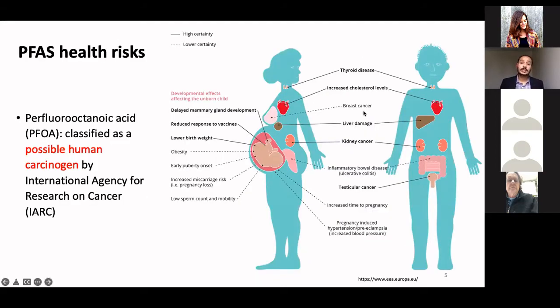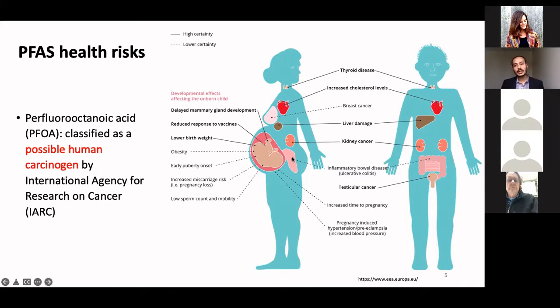PFAS, unfortunately, have been associated with a very long list of human health risks. And this figure is a very good summary of the various studies that have shown the association of health effects with regards to PFAS exposure. A solid line represents high certainty from these studies, and a hyphenated line represents that a study shows some correlations with these negative health impacts.